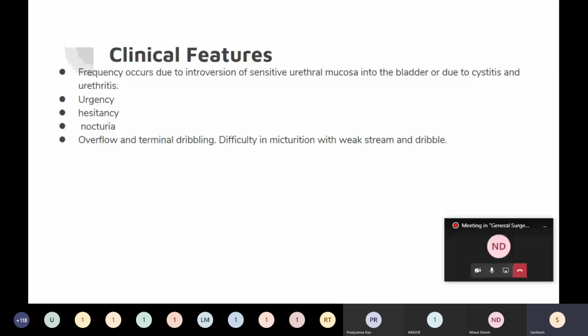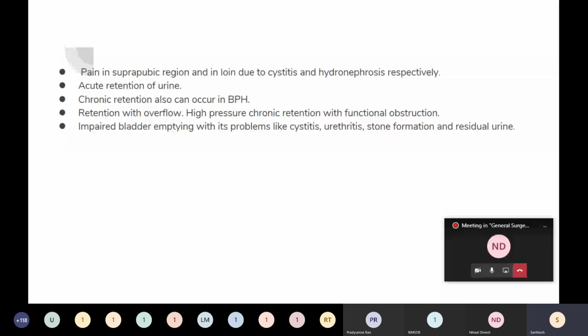So, clinical features. Frequency occurs due to introversion of sensitive urethral mucosa into the bladder. So due to cystitis and urethritis, there will be frequency, urgency, hesitancy, nocturia, overflow and terminal dribbling. Pain in the suprapubic region and in the loin due to cystitis and hydronephrosis.